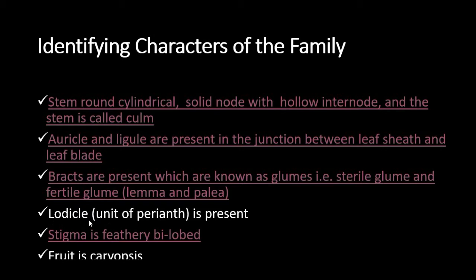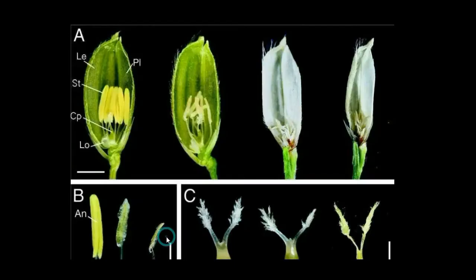The lodicule, as we already discussed, is the modification of calyx and corolla, which is known as perianth. The unit of perianth is known as lodicule. Here the lodicule is very minute, small. The stigma is feathery and divided into two parts, that means bilobed. We can see the image of the stigma. This is the stigma.